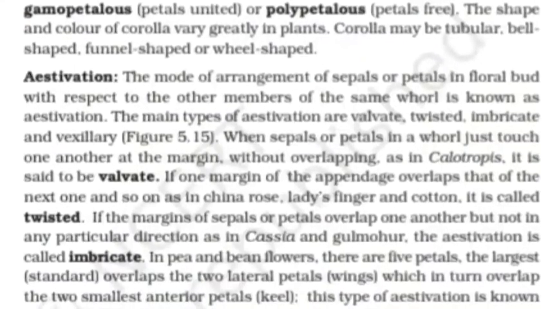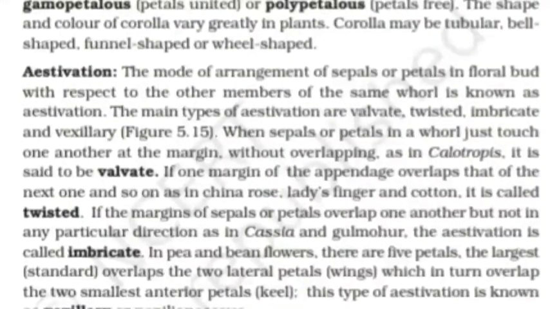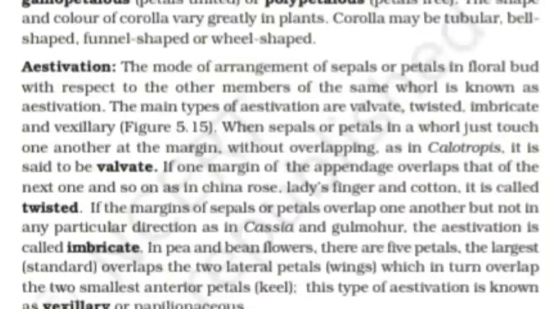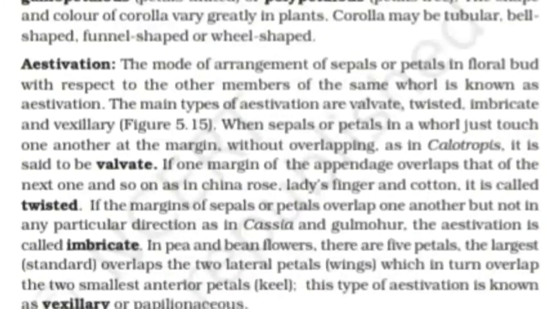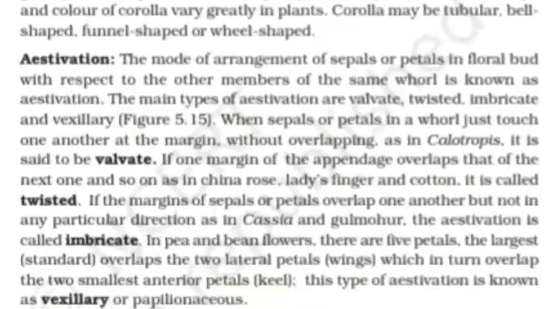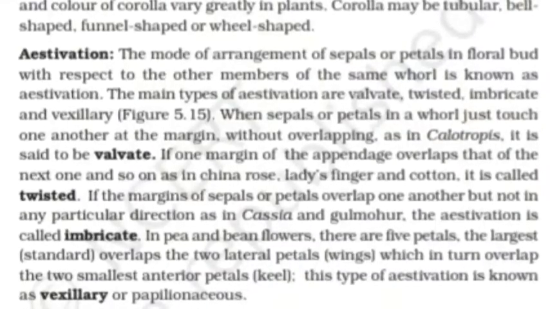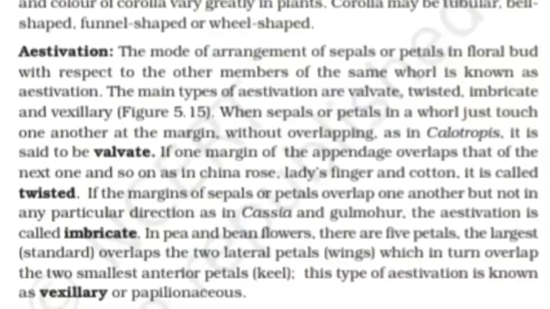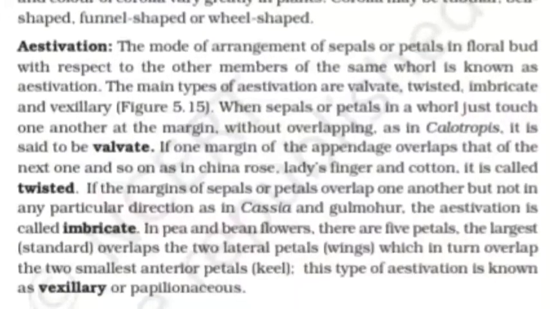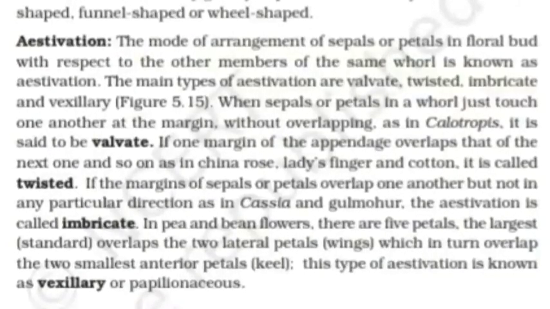If one margin of the appendage overlaps that of the next one and so on, as in China rose, lady's finger, and cotton, it is called twisted. If margins of sepals or petals overlap one another but not in any particular direction, as in cassia and gulmohar, the estivation is called imbricate.